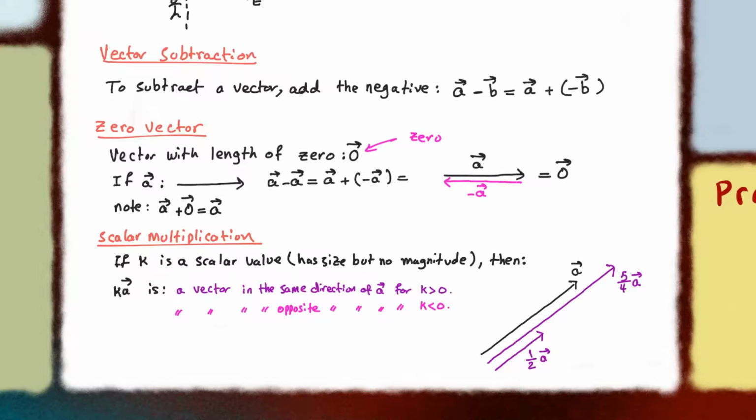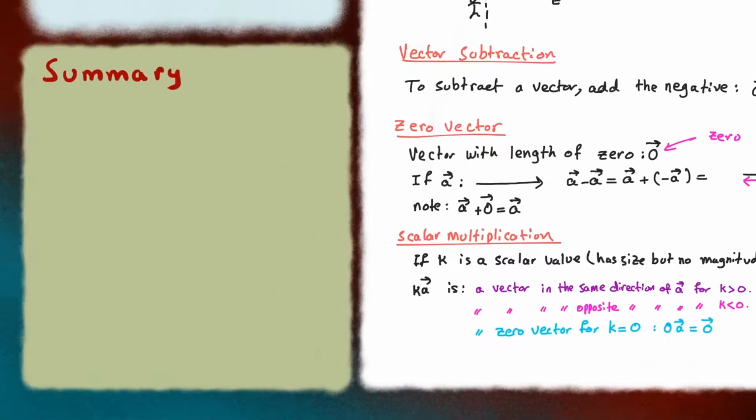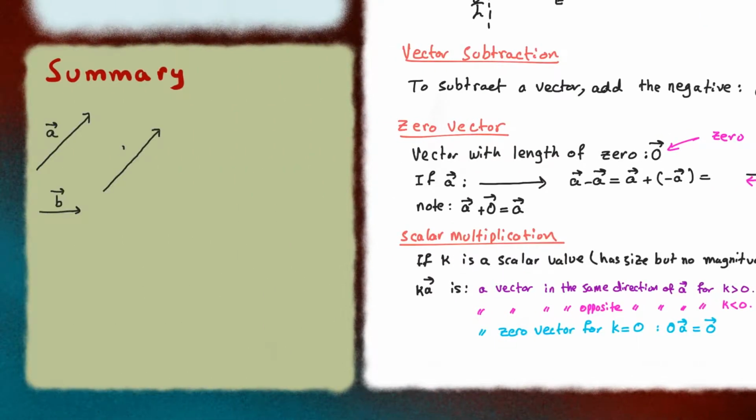So looking at the diagram, negative 1 over 2a will have half the size of a, but it's going in the opposite direction. Finally, if you multiplied k by vector A, and if k had a value of 0, then it will result in a 0 vector, meaning that it will have no length, and a vector with no length is a 0 vector.